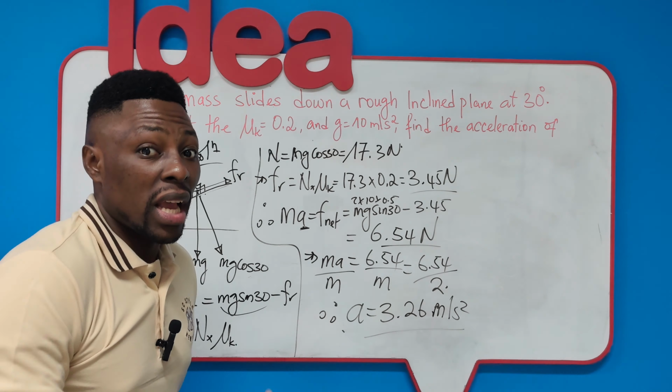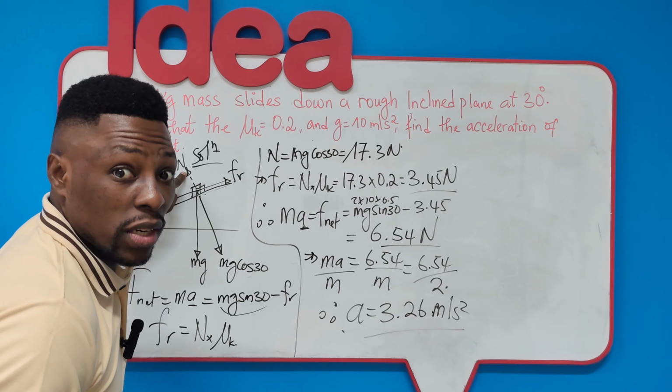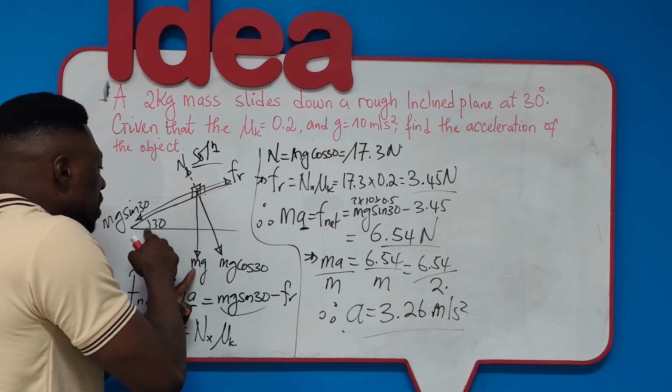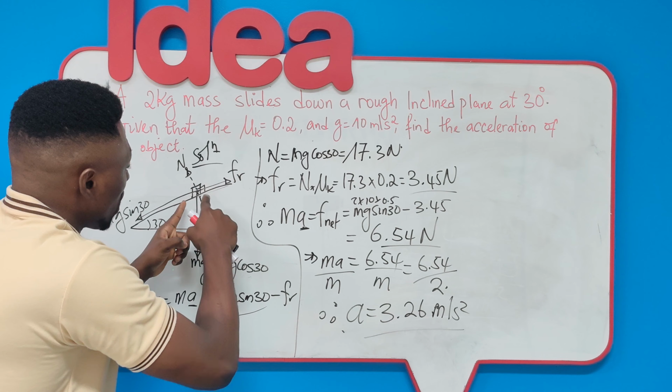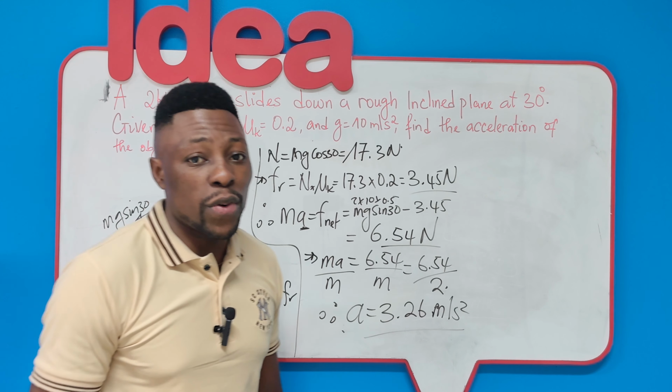This is how simple it is. Guys, where you shouldn't fall prey is at the level of this reaction force. This reaction will never be equal to mg in this context because we are in an inclined plane context. And another thing to take into account is the friction force, because there is a coefficient of kinetic friction.